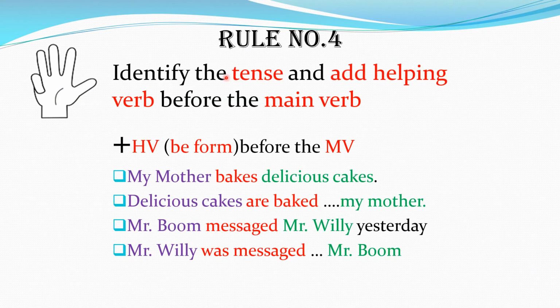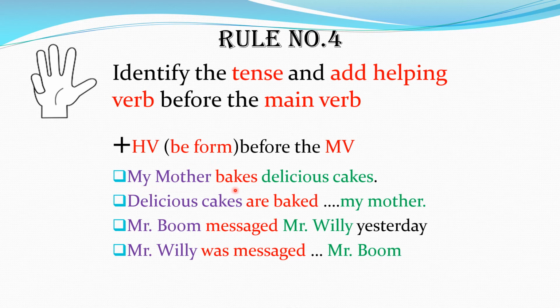Rule number 4. Identify the tense and add a helping verb before the main verb. The helping verb must be in its be form, say is, are, was, were, and so on. Let's look at the example.